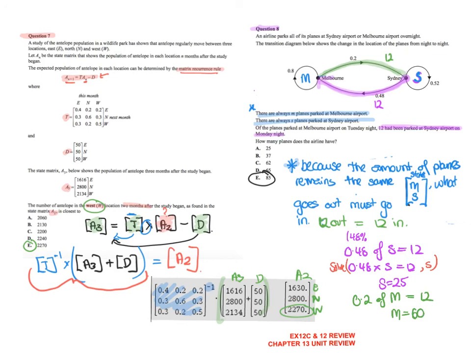So you had to add them together. They said how many planes does the airline have, so that would be the 60 plus the 25, and that's how we got 85. So we need to be careful and read all the facts that they're telling us. That's the only way we could have worked that out.